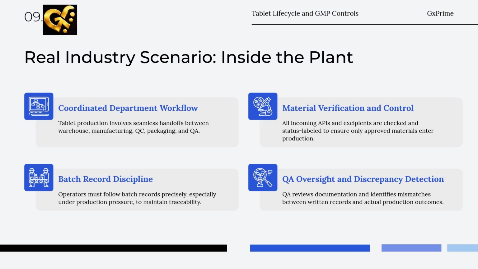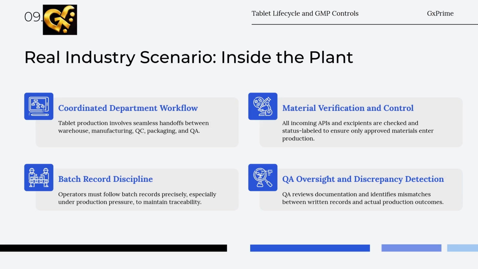Real industry scenario. Inside the plant, pharmaceutical manufacturing is a coordinated effort between multiple departments. Warehouse receives and verifies incoming materials. Production processes the batch according to approved procedures. QC performs testing and analysis. Packaging prepares the finished product. And QA oversees the entire life cycle for compliance.